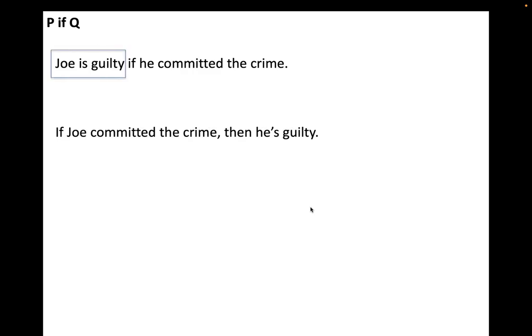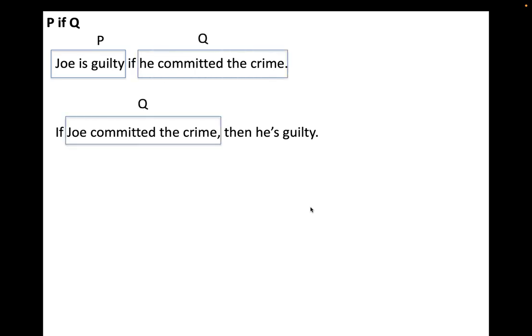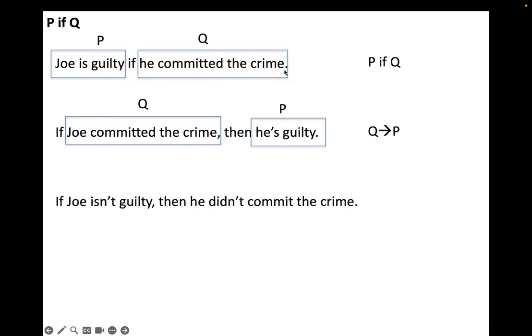So these are synonymous. So if we have Joe is guilty assigned P and he committed the crime assigned Q, and we do the same thing down here, Joe committed the crime is assigned Q and he's guilty is assigned P, well, we know we'd represent this one, if he committed the crime then he's guilty, as Q arrow P. And since Joe is guilty if he committed the crime says the same thing as if he committed the crime then he's guilty, we would also represent Joe is guilty if he committed the crime as Q arrow P.